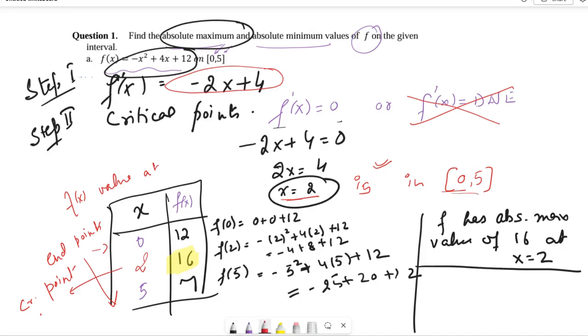Now, where is the minimum? Minimum value is 7. So we're going to write f has absolute minimum value of 7 at x is equal to 5. At x is equal to 5, it's the minimum value. So this one is absolute minimum, and this one is not 12. 16 is the absolute maximum.